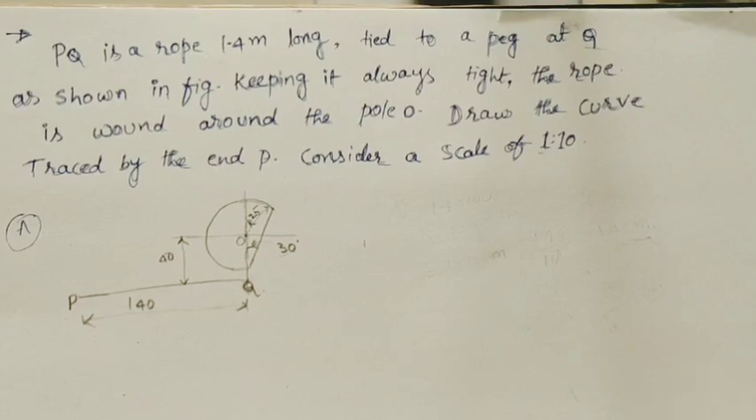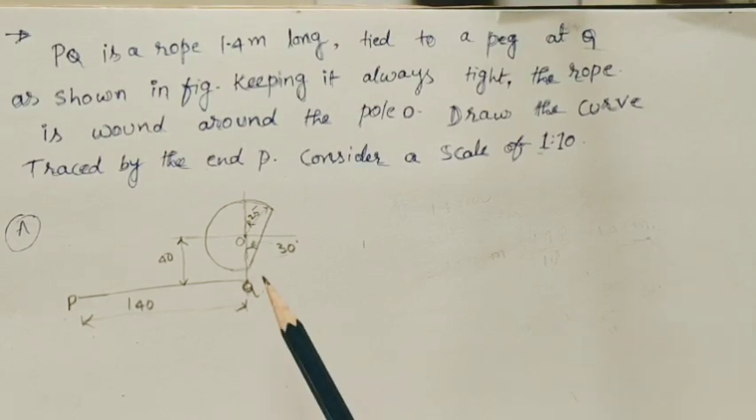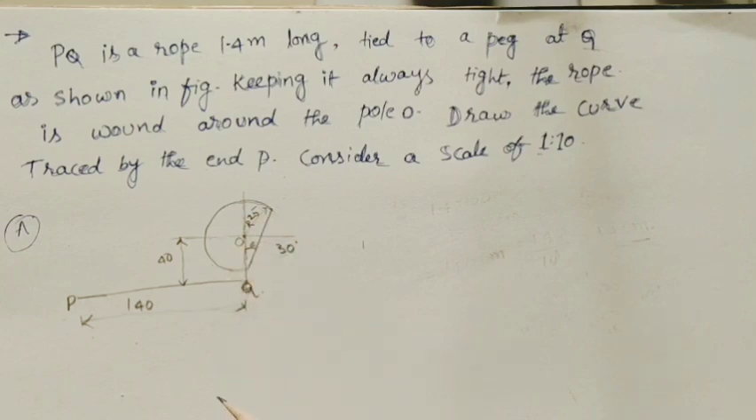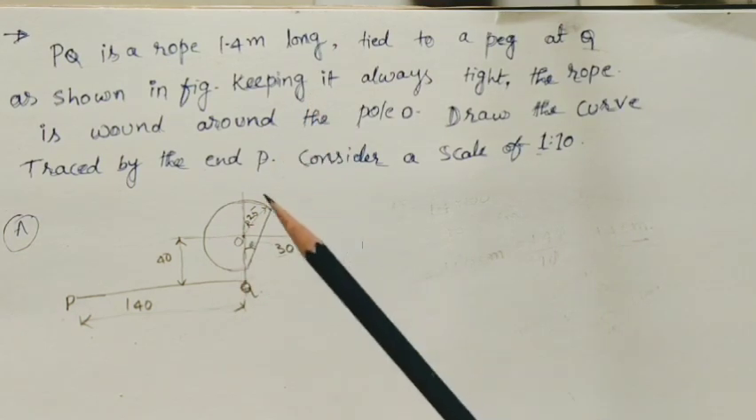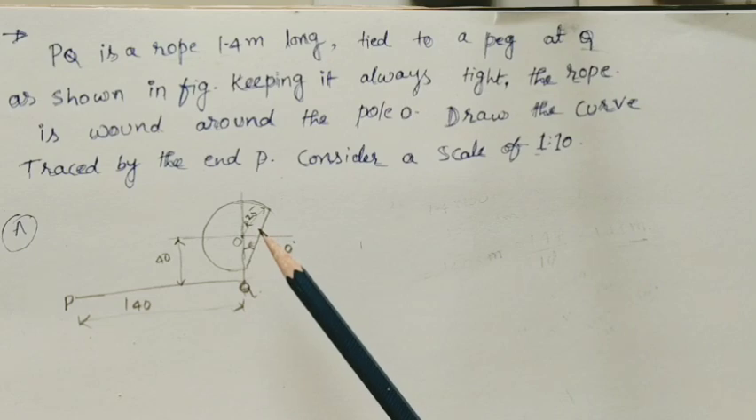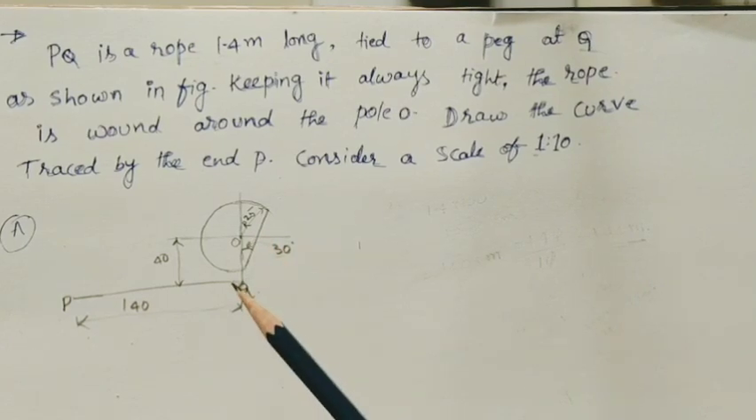In today's class, we will see how to draw an involute for the given circular part. Let us take the given question. After that, we will draw the involute for this diagram by using the drawing instruments.